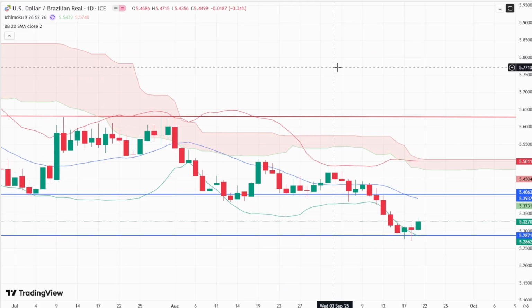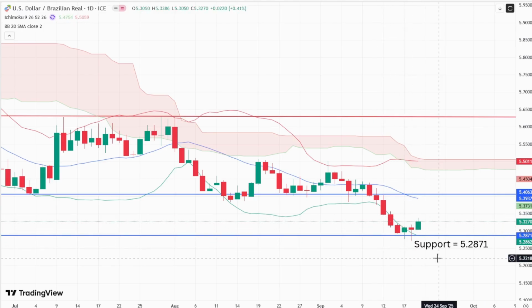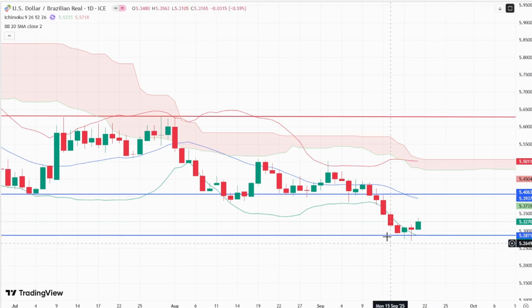Now since then, dollar real has had two rebounds that failed to hold above the 20-day simple moving average and broke below the support at 5.4063. This week, dollar real appears to have bounced off the second support that I highlighted, 5.2871. Also, we can see that over here, price action overextended below the lower Bollinger.